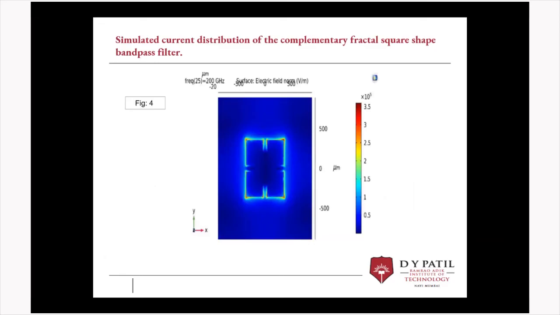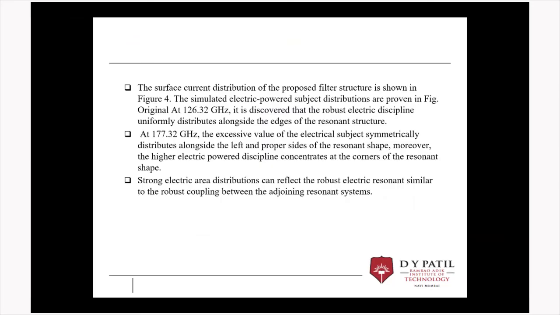Next is the simulated current distribution of the fractal square shape for the bandpass filter. This is the current output which we have got in the CST software for the fractal square shape bandpass filter, in figure number 4 as I showed before. At 126.32 gigahertz there is a robust electric field uniformly distributed along the edges of the resonance structure, whereas at 177.32 gigahertz the extensive electric field is symmetrically distributed along the left and right sides of the resonance shape. Moreover, higher electric power and field concentrate at the corners of the resonance shape.